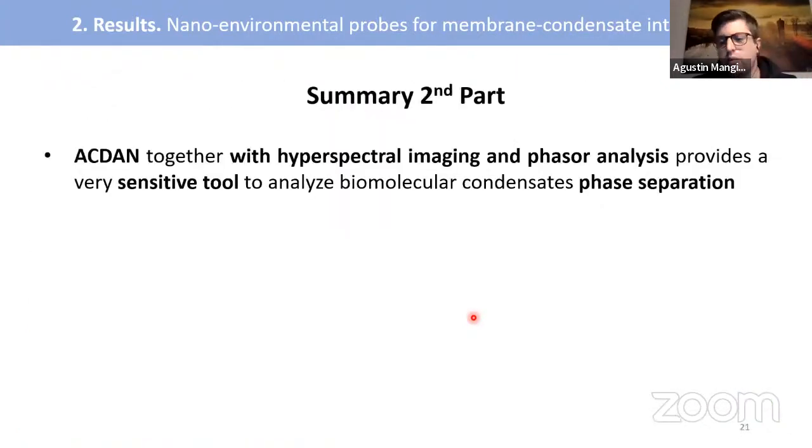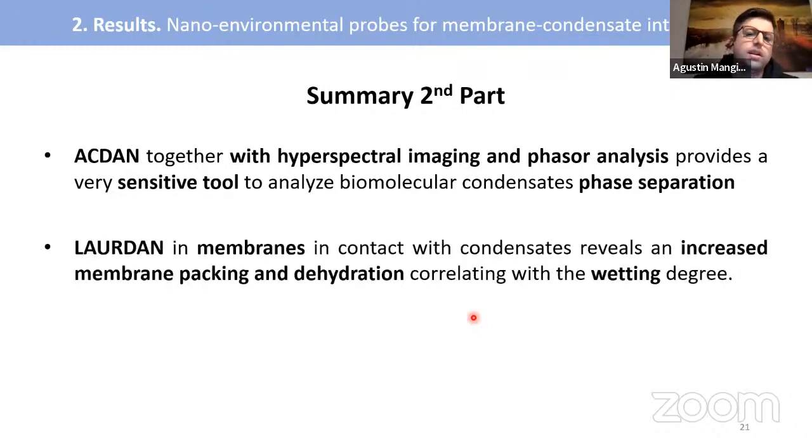So we showed that Laurdan, together with hyperspectral imaging and the phasor analysis, is a very powerful tool to understand phase separation, and it gives you a fingerprint of a condensate in a given state. And with Laurdan, we learned that the part of the membrane that is in contact with the condensate is increasing the packing, is more dehydrated than the rest of the membrane.